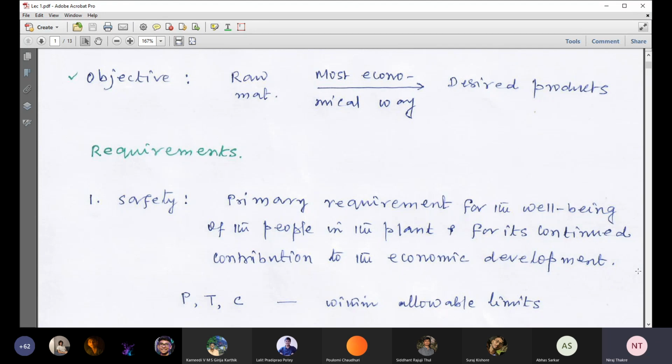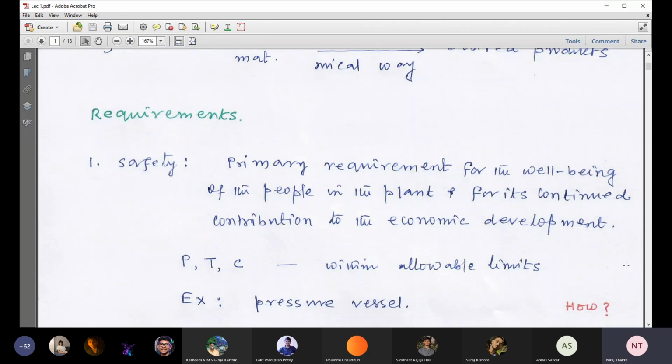Now, to ensure this safe operation, we need to maintain the operating variables. Three examples I have given here: one is pressure P, temperature T, and concentration C. There are many more; it is basically specific to a particular process. Usually these are the common variables which we need to maintain within certain allowable limits. Let us take one example of a pressure vessel.